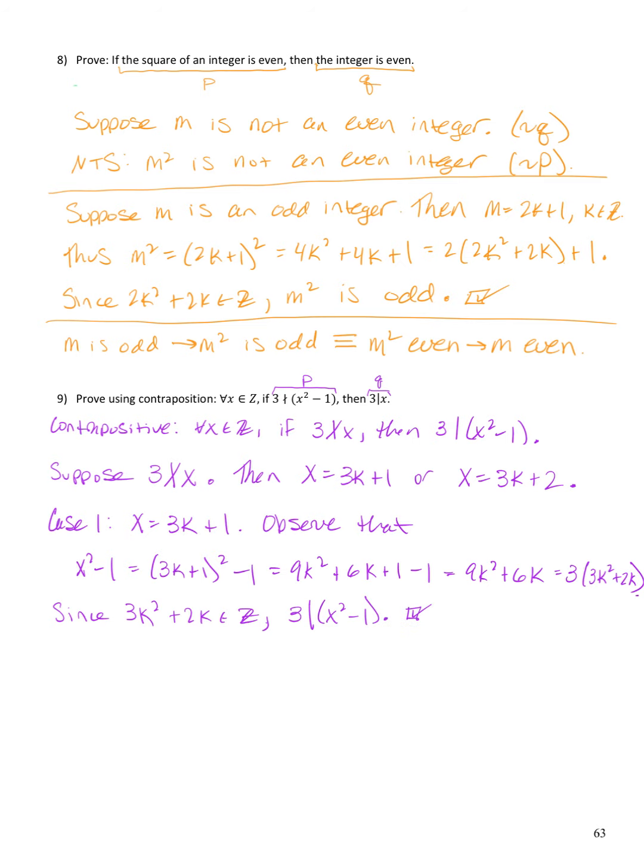All right, so I proved it for case 1. I showed that if 3 does not divide x because it has a remainder of 1, then 3 does divide x squared minus 1. Now I have to show it for my other case, right? 3k plus 2, remainder of 2.